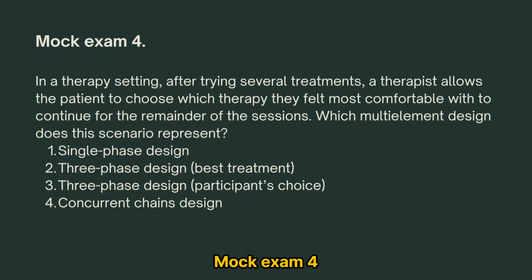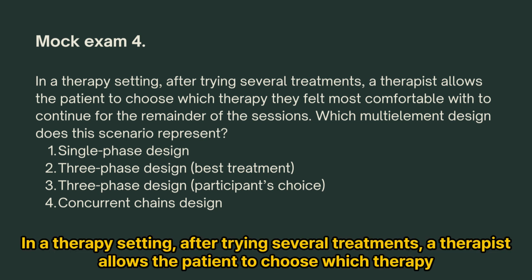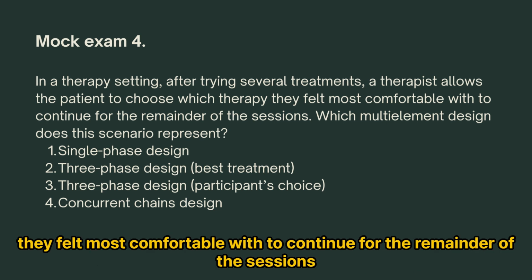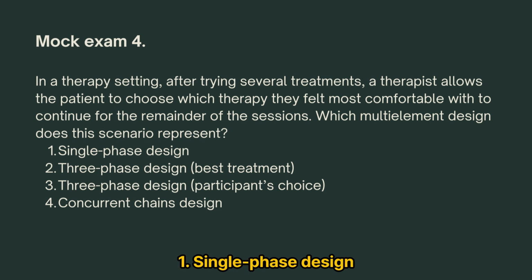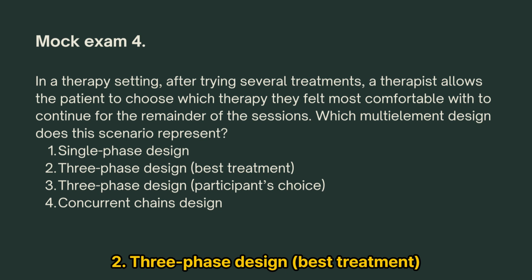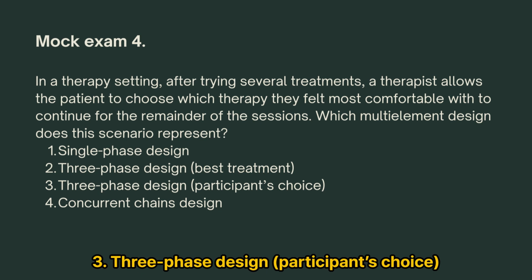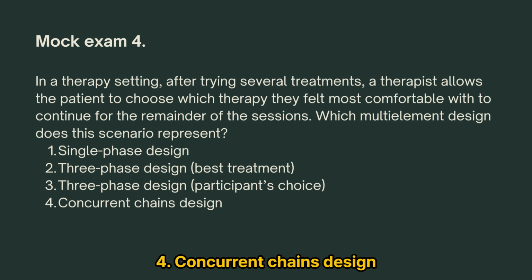Mock Exam 4. In a therapy setting, after trying several treatments, a therapist allows the patient to choose which therapy they felt most comfortable with to continue for the remainder of the sessions. Which multielement design does this scenario represent? 1. Single-phase design. 2. Three-phase design best treatment. 3. Three-phase design participant's choice. 4. Concurrent chains design.